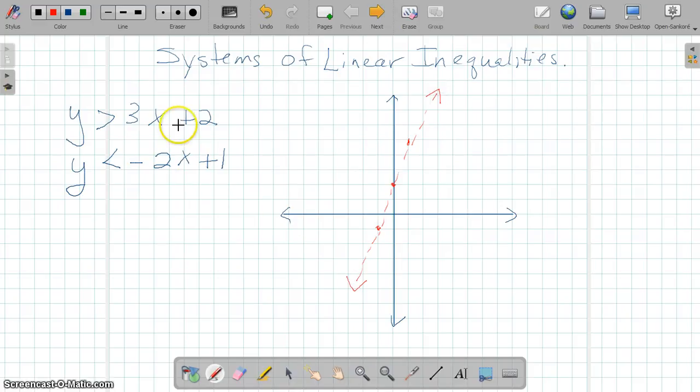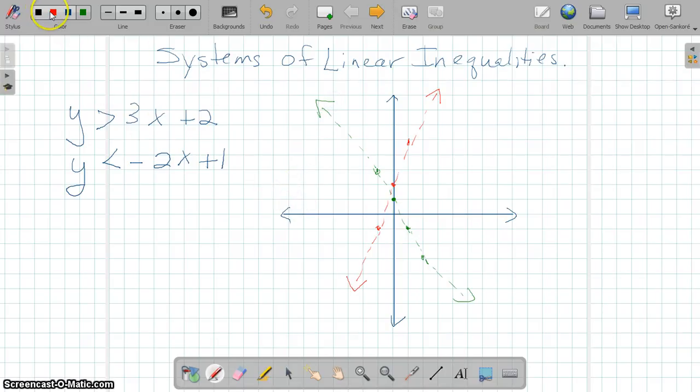Now the other line, I'll do that one in green, is negative 2x plus 1. So here is my y-intercept. I'm going to go down 2 over 1 for my slope. That one is also dotted because it's less than. Now, the shading.